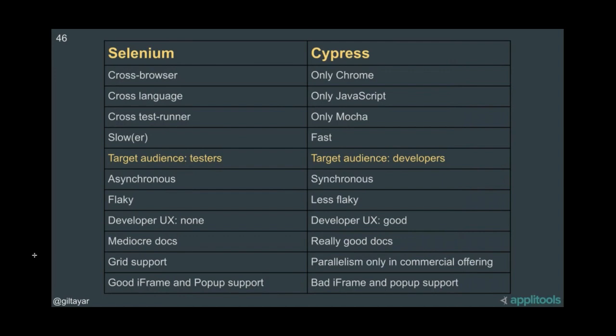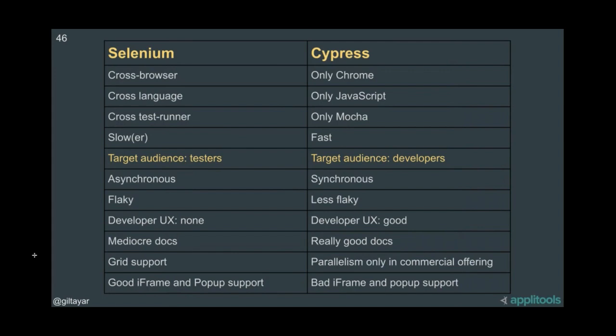Selenium has a less interactive developer UX, while Cypress's developer UX is very good, visual and interactive, and you will love the test runner interaction. Selenium has mediocre docs that are not very clear or fully developed, while Cypress docs are really good. They go from scratch to an advanced framework, and every command is in the documents.